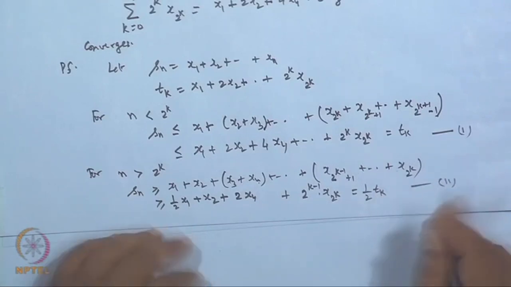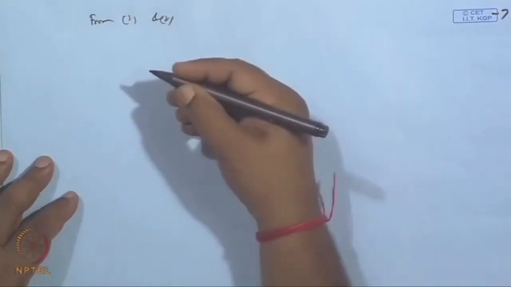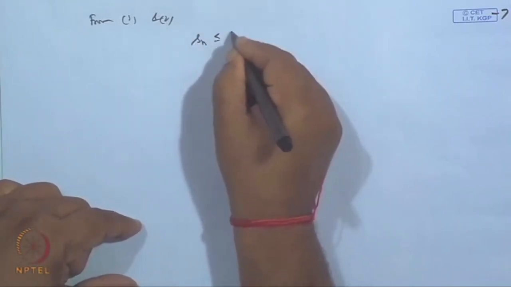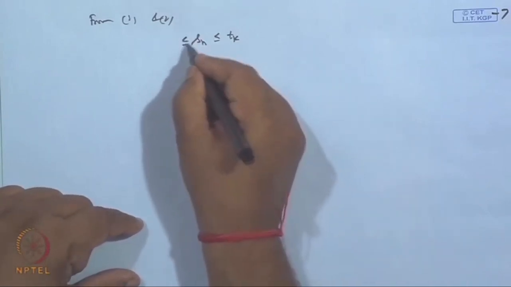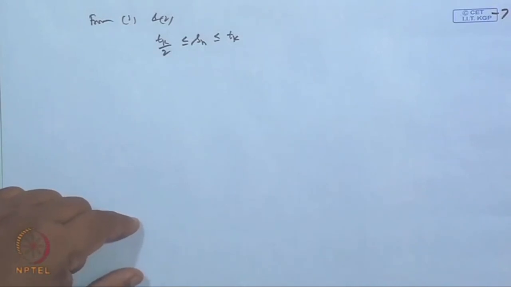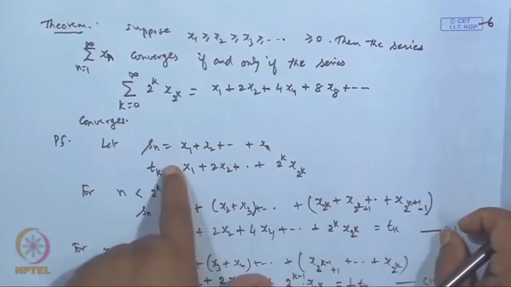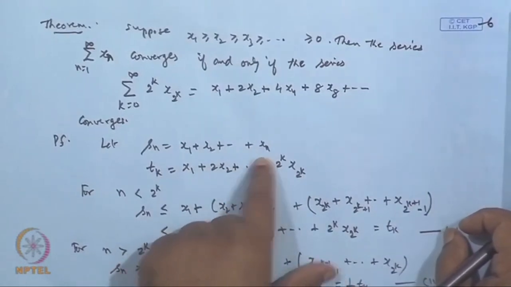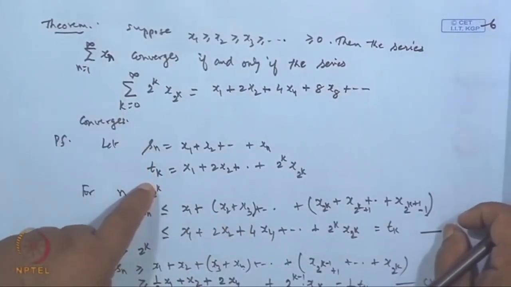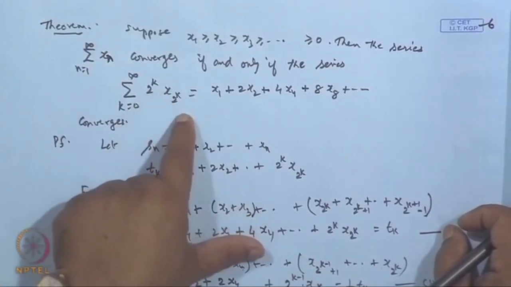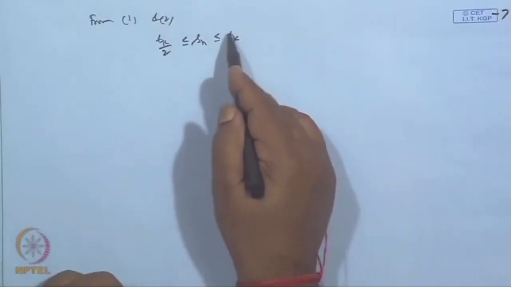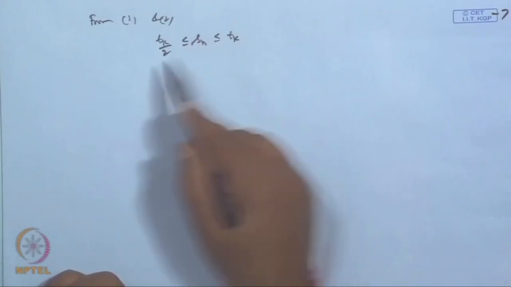So from 1 and 2 we get that Sn is less than or equal to Tk, and Sn is greater than or equal to Tk by 2. But what are Tk and Sn? Let us see. Sn is the nth partial sum of the series sigma of xn, and Tk is the partial sum of the second series sigma 2 to the power k x of 2 to the power k. Now these partial sums satisfy this inequality. So if Tk is bounded, Sn has to be bounded. Now if Sn is unbounded, Tk has to be unbounded.